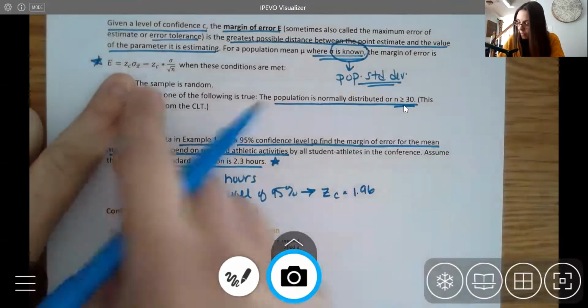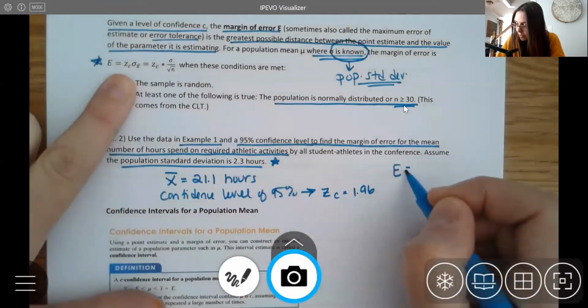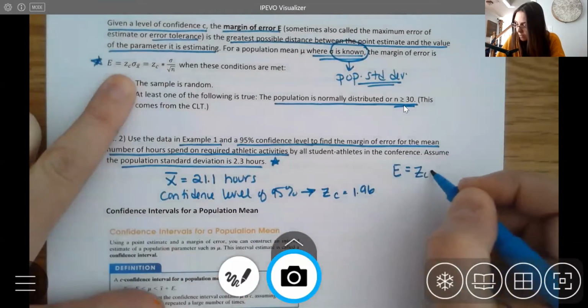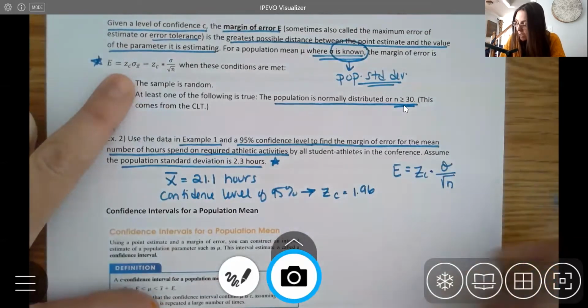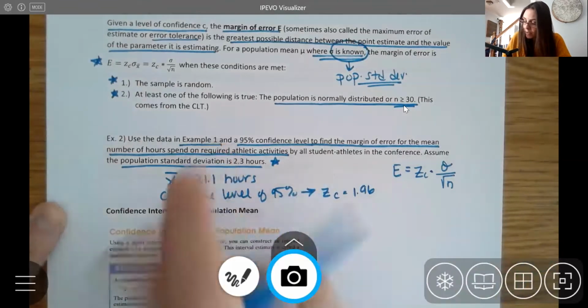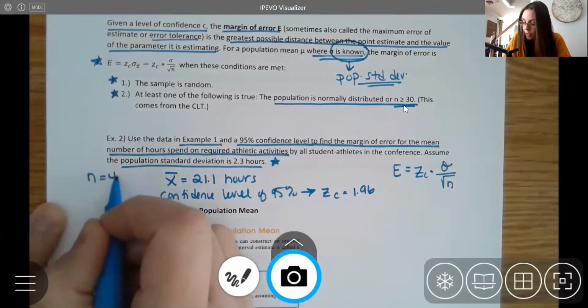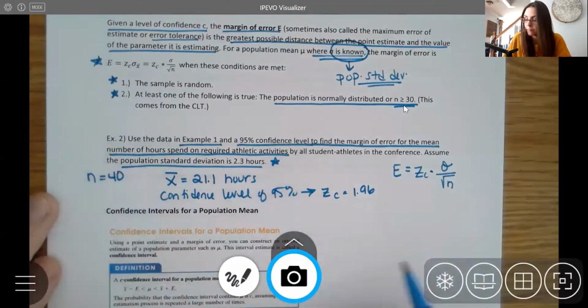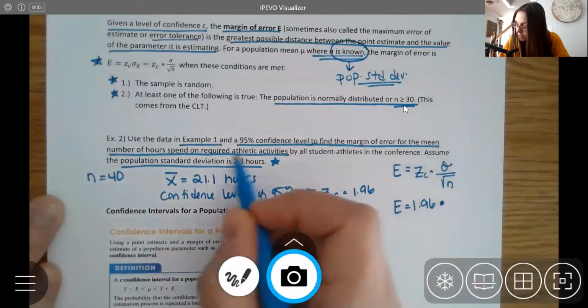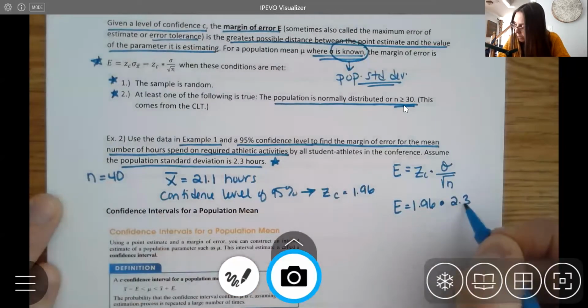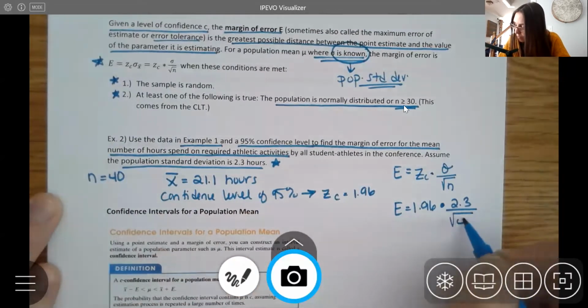So here is my formula for the error. The error is going to be that Z value times my standard deviation over the square root of n. Also remember that in the original example, we surveyed 40 students, so your n is 40 here. So the error is going to be 1.96 times the standard deviation of 2.3 divided by the square root of 40.